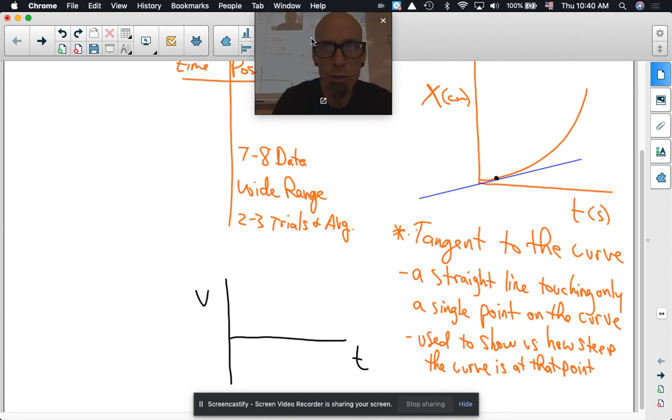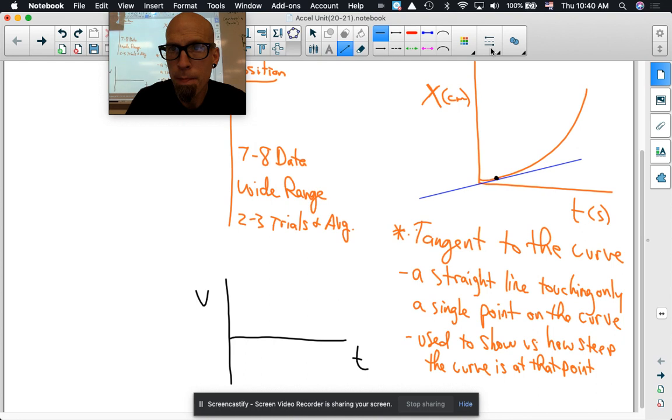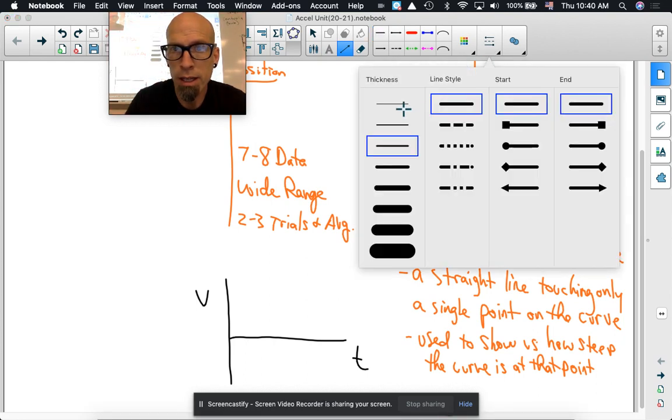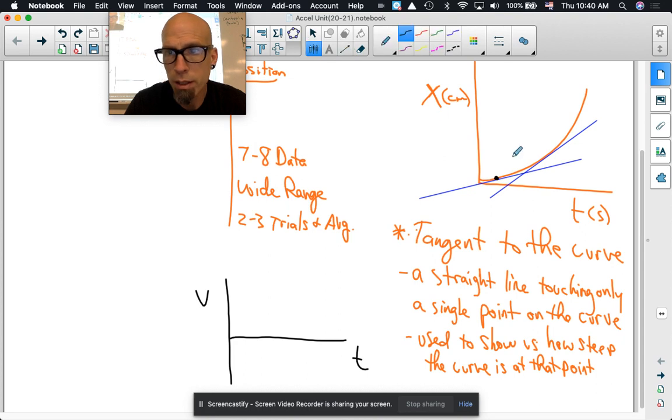Okay, if I take my straight edge tool here, and let's go blue, let's go with a really thin line, and I draw another one here, hopefully you see that one is just barely kissing the curve at a single point. Let's say that point is right about there. So now it's telling me the steepness here is steeper than it was here. So the curve is getting steeper.